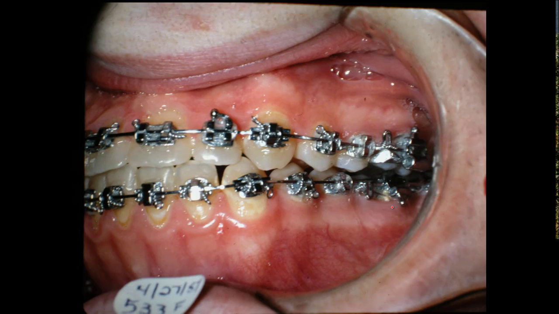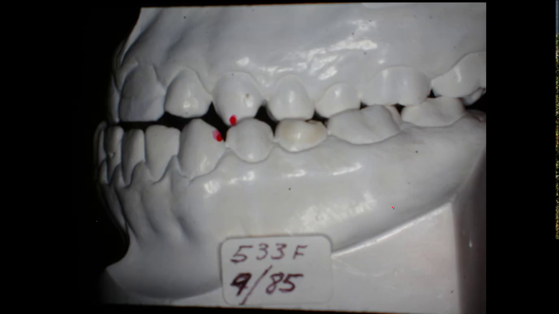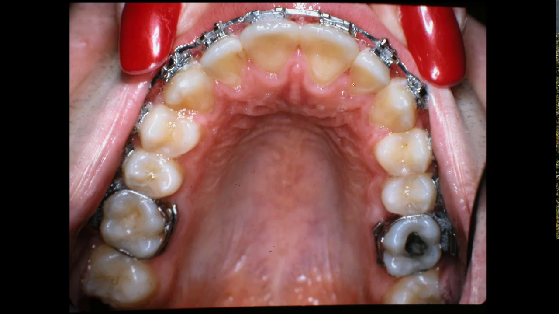Alright. On the left side, it wasn't so bad. It was not a big deal. See, it's the Class 3, the crossbite in here was bad, but I coordinated the arches and then he just moved them around when he did the surgery. That part worked out nice.